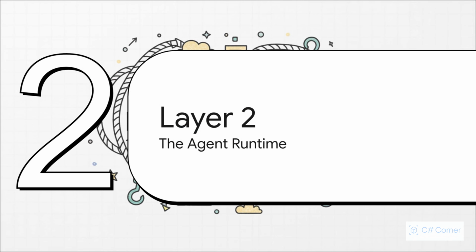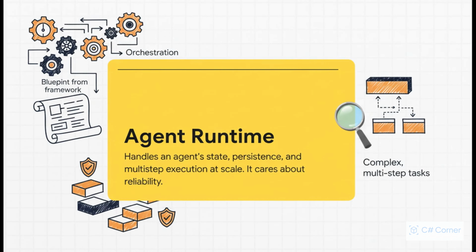Okay, so we've designed our agent's blueprint using a framework. Now, how do we actually run it in the real world in a way that doesn't just crash and burn? Well, that brings us to layer 2, the agent runtime. The runtime is the operational powerhouse. Its entire job is to take the elegant blueprint you designed and execute it robustly. It's totally obsessed with things like reliability, managing state, and orchestrating everything, especially when you're dealing with long, complex tasks.